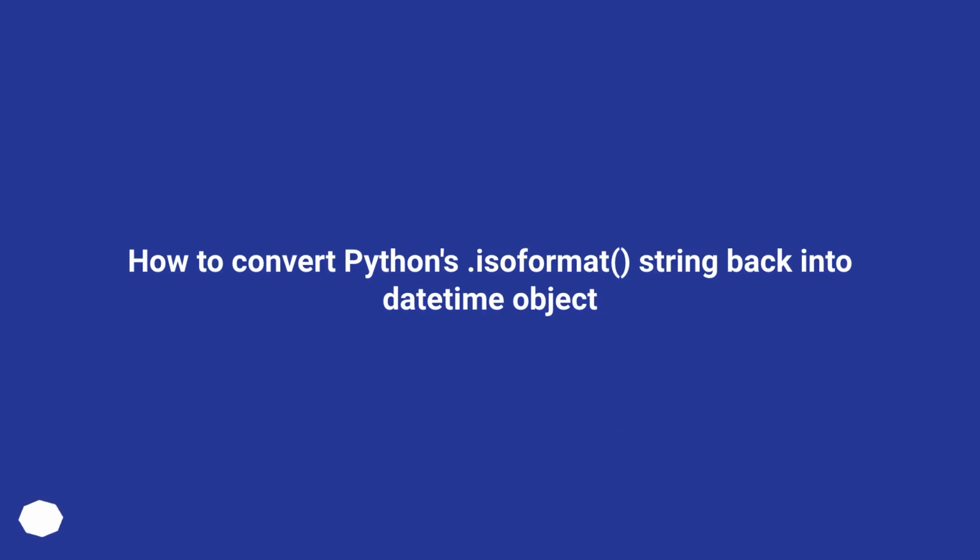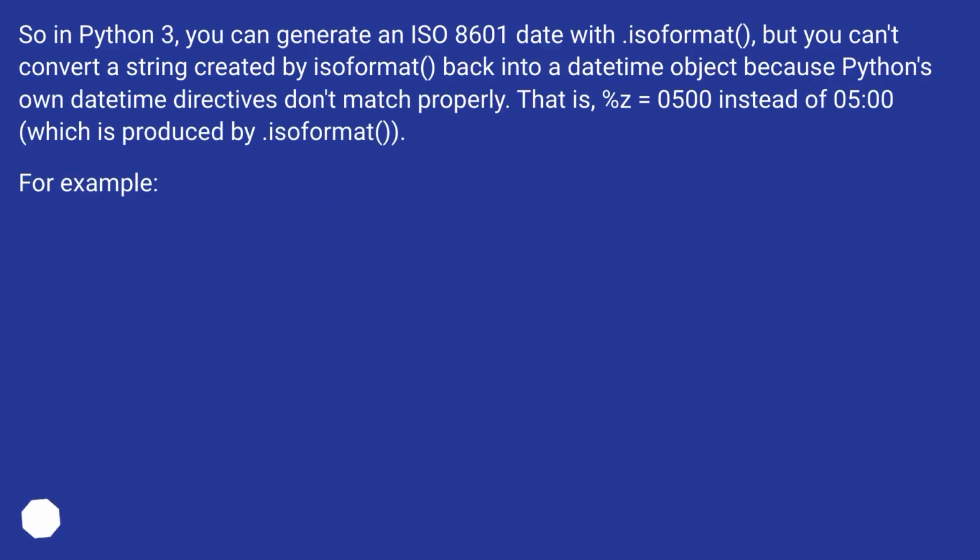How to convert Python's isoformat string back into a datetime object. So in Python 3, you can generate an ISO 8601 date with isoformat, but you can't convert a string created by isoformat back into a datetime object because Python's own datetime directives don't match properly. That is, %z expects +0500 instead of +05:00, which is produced by isoformat.